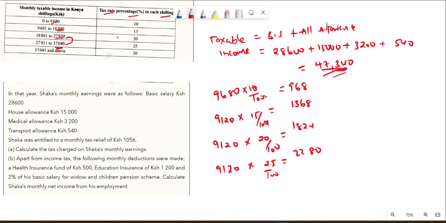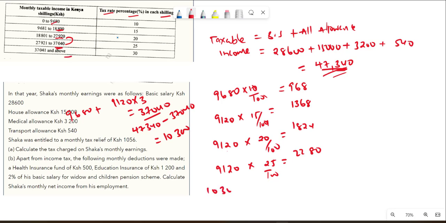We are going to add all these amounts, which is the same as 9,680 plus 9,120 times 3. This will give us 37,040, and we subtract from 47,340. So 47,340 minus 37,040 will give us 10,300.